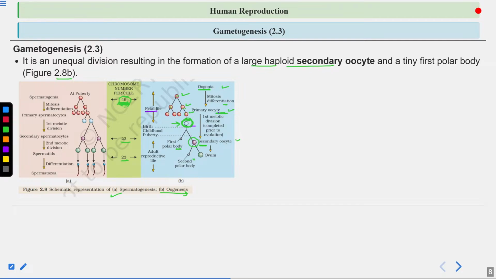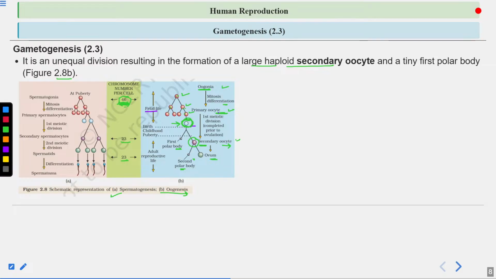Okay, so this is the secondary oocyte. The secondary oocyte will complete its meiosis 2 division, and then it will form a second polar body and the ovum. We'll study in an upcoming slide that the secondary oocyte is also arrested at metaphase 2 of meiosis 2. First of all, the primary oocyte was arrested at prophase 1 of meiosis 1. Then the secondary oocyte is also arrested at metaphase 2 of meiosis 2.